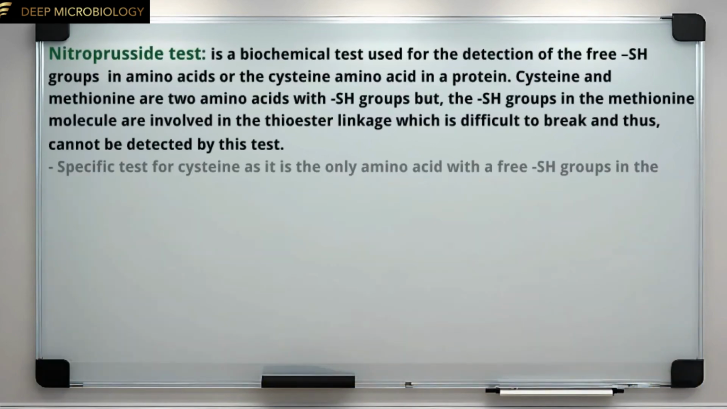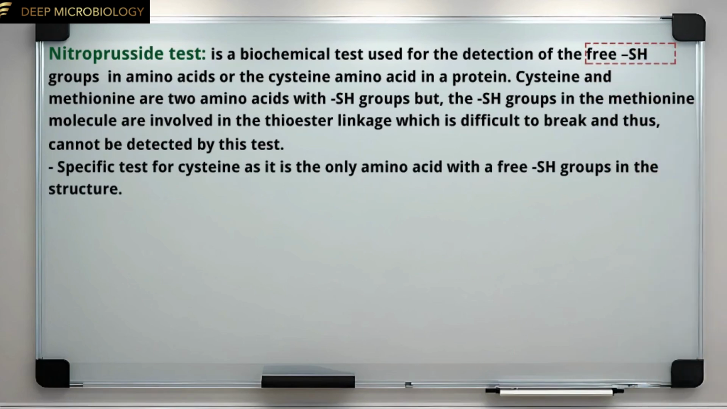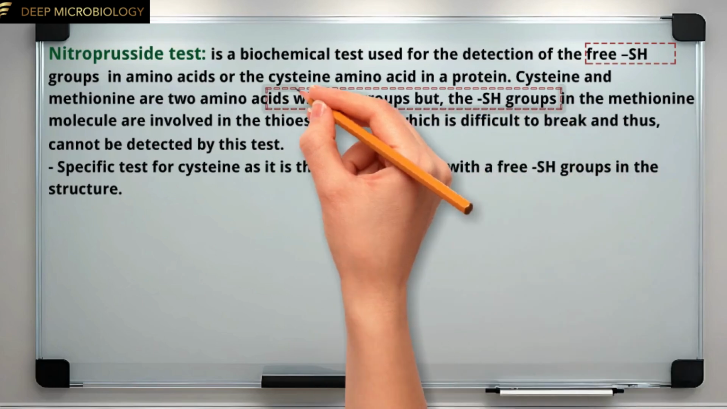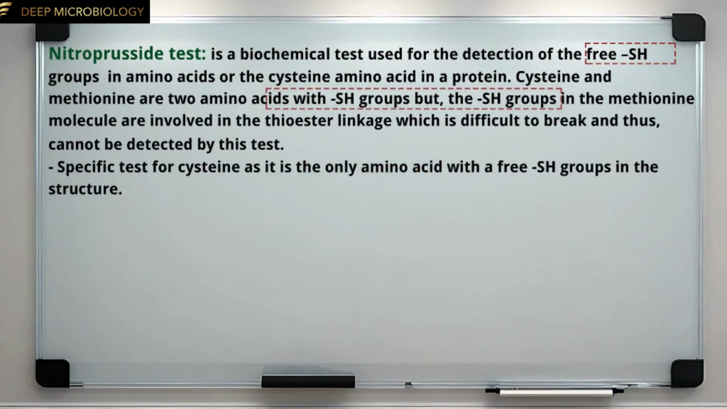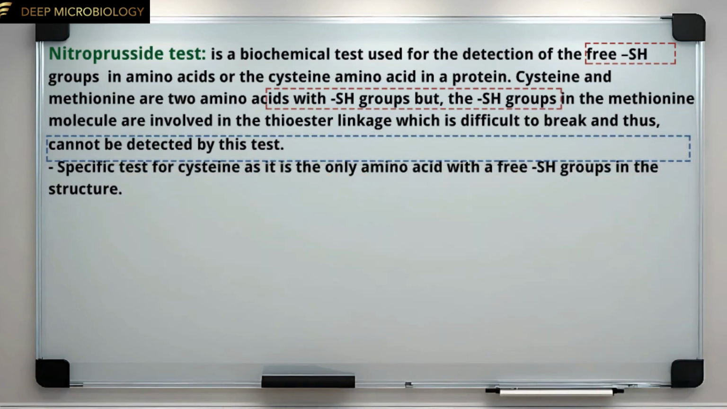Nitroprusside test is a biochemical test used for the detection of the free sulfhydryl groups in amino acids or the cysteine amino acid in a protein. Cysteine and methionine are two amino acids with sulfhydryl groups, but the sulfhydryl groups in the methionine molecule are involved in the thioester linkage, which is difficult to break and thus cannot be detected by this test. For that, this test is a specific test for cysteine, as it is the only amino acid with a free sulfhydryl group in the structure.